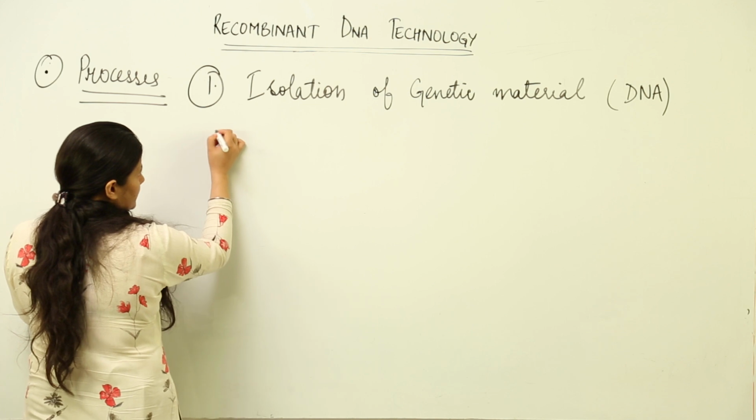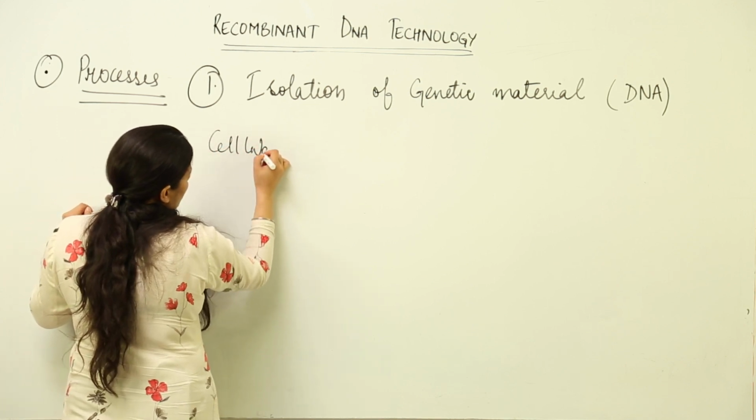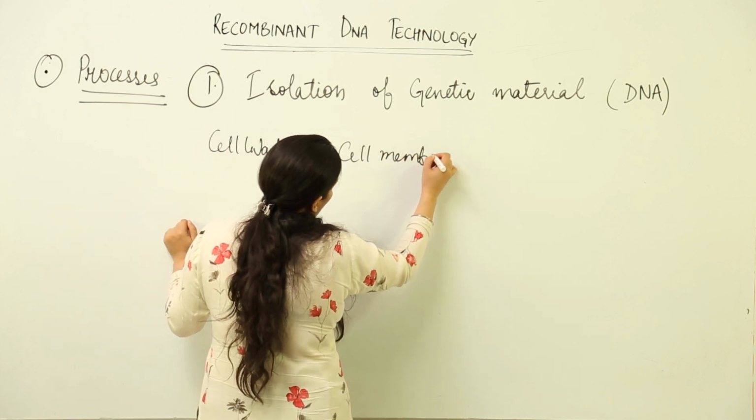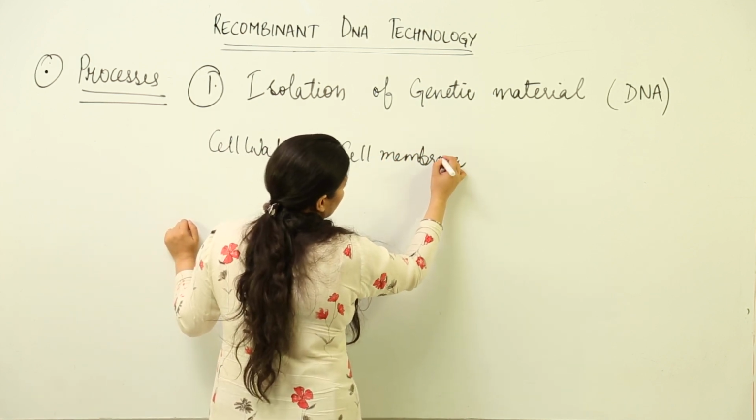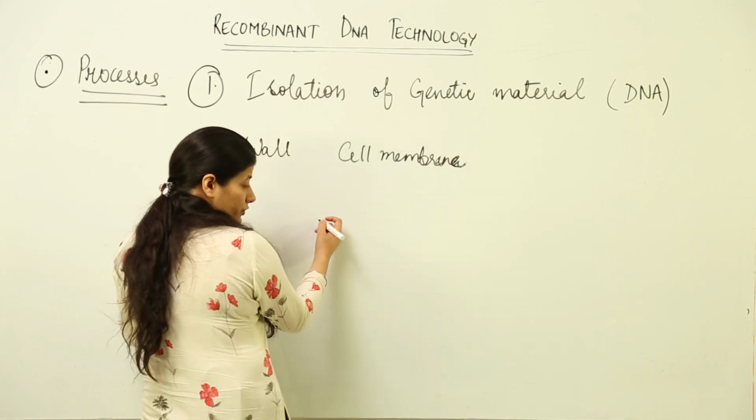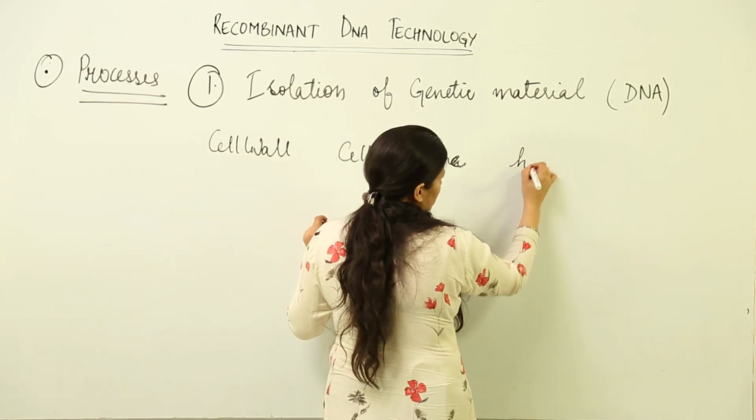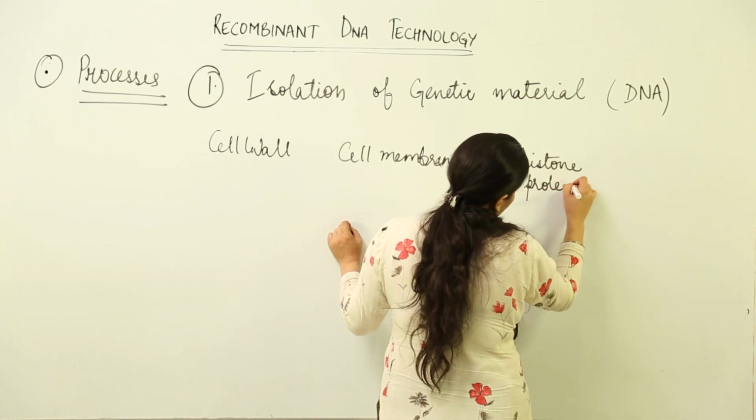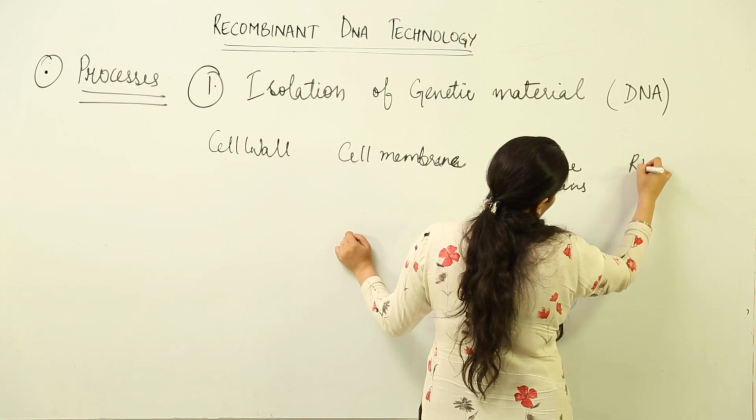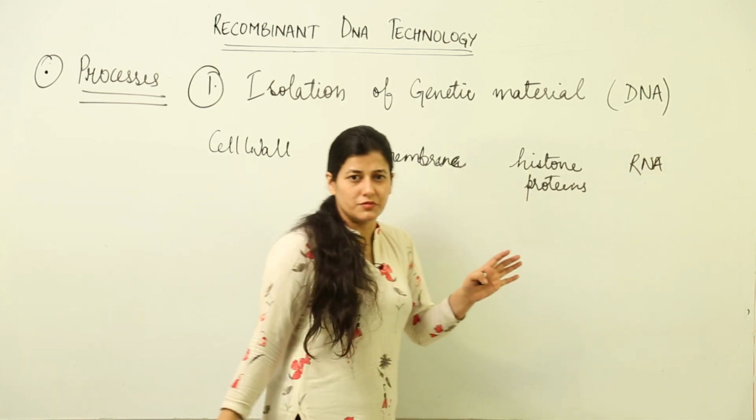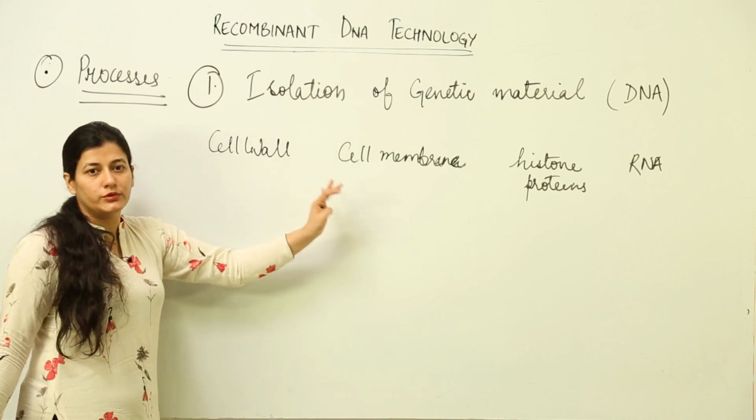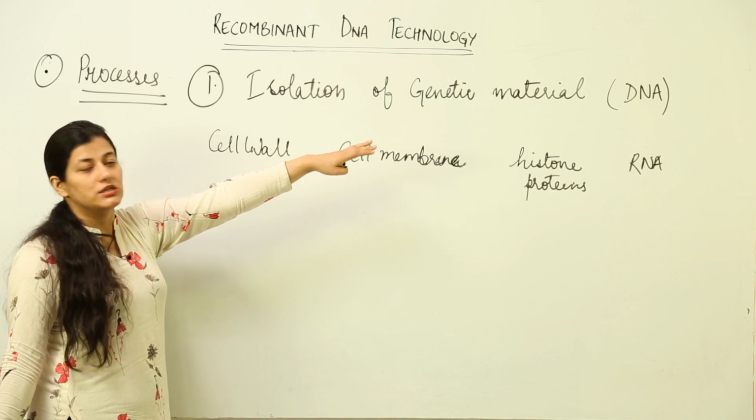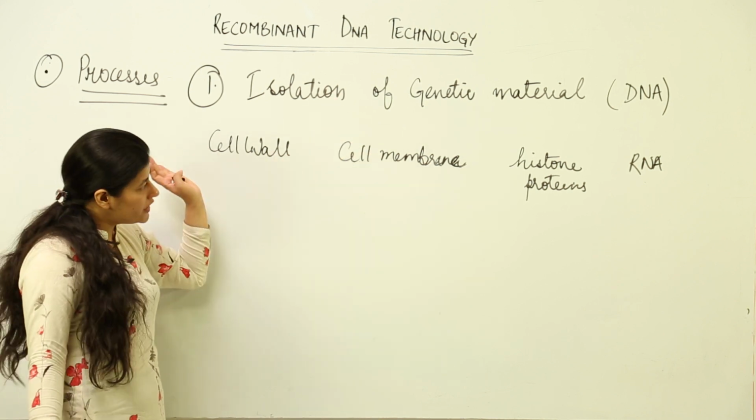What would be those stages? If it is a plant cell, there would be a cell wall, followed by the cell membrane, followed by the nuclear membrane, and then you are going to have histone proteins. And there would be RNA also that would be present, and ribosomes of course. Now one by one you have to digest all these so that what you are left with remains to be DNA only. Okay, you have to digest all of them.